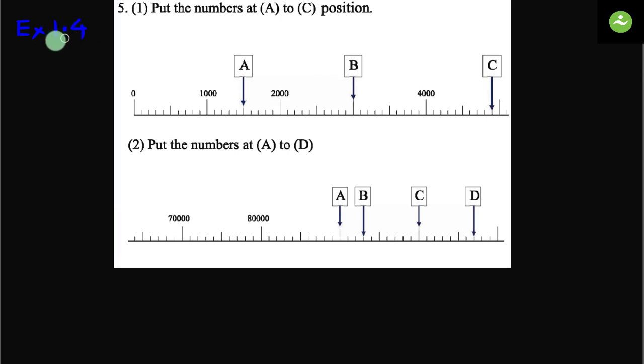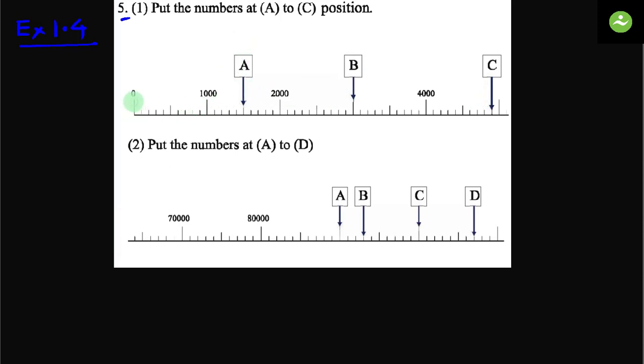Exercise 1.4. Math number 5. Put the numbers at A to C position. A to C means we have to put the numbers. What is the number here at A, at B, at C? We have to write the numbers.